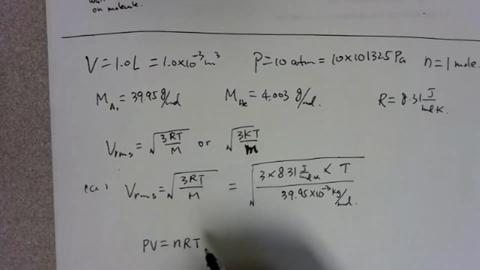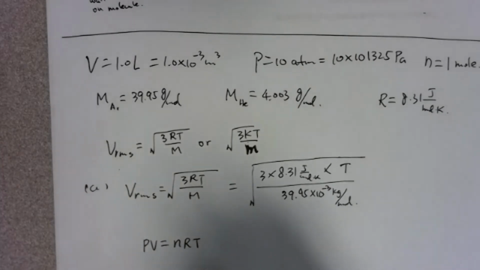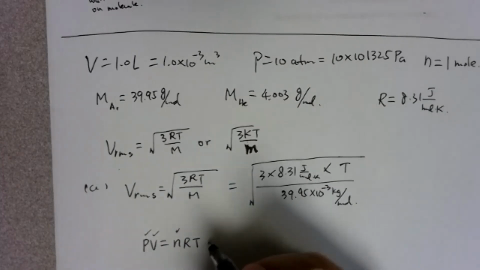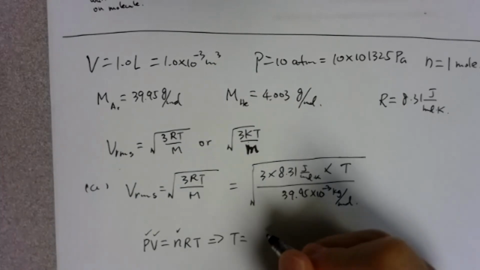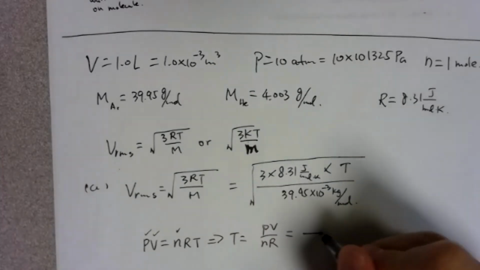So then, what do we have now? We have M, we have P, we have V. So we can solve for T. Okay, no problem. Then T equals PV over nR. Okay, you can plug in the numbers.